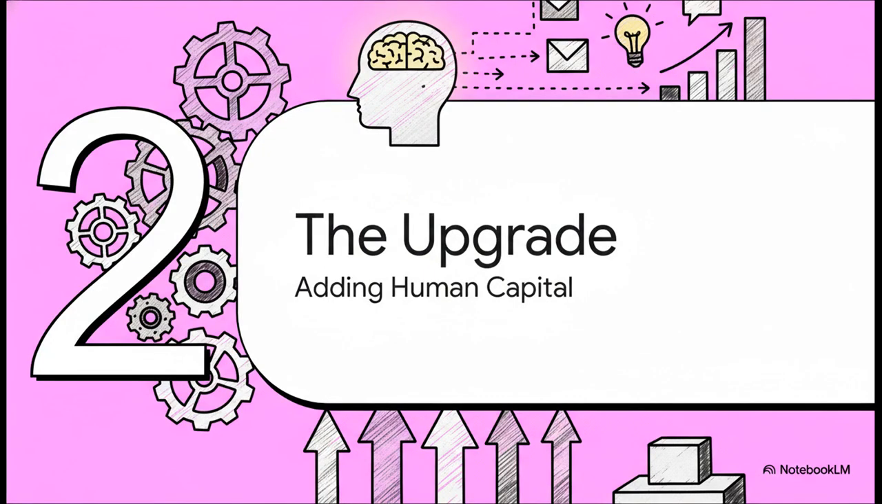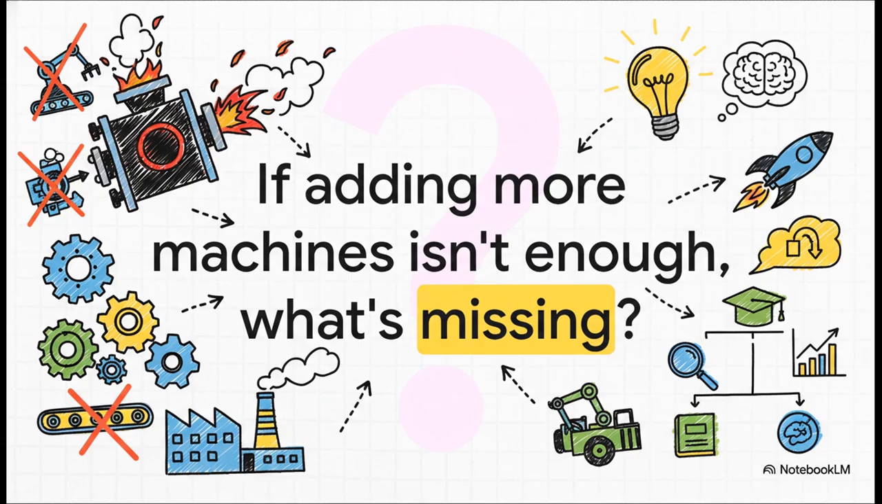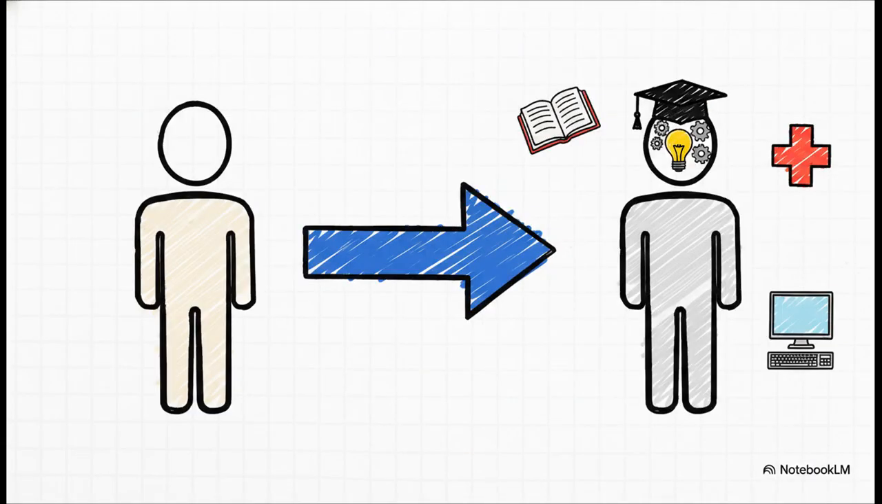Okay, so if the first engine is flawed, what do we do? Well, you upgrade it. If just adding more machines isn't the whole answer, maybe we need to upgrade the other part of the equation, the people. And that brings us to something called human capital. Right, so if that accumulation engine starts to run out of steam, what's the secret ingredient? What are we missing here? The answer, and this was a total game changer, is human capital.